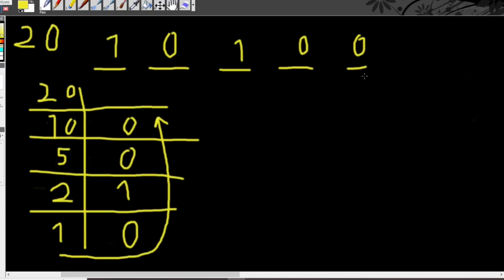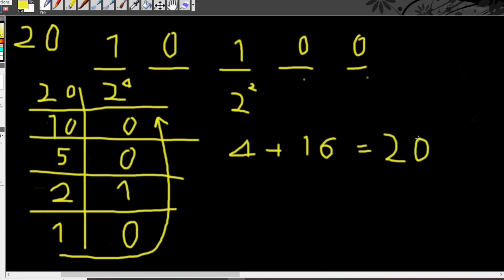Indexing it, we get 0, 1, 2, so we take 2 squared plus 3, 4, so 2 to the power of 4. Now what is 2 squared plus 2 to the power of 4? 2 squared is simply 4, and 2 to the power of 4 is 16. So 4 plus 16, what do we get? We get 20. So now you know how to convert any denary number to a binary number as well.